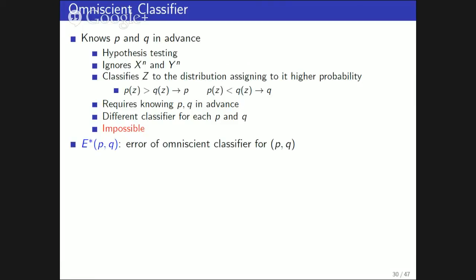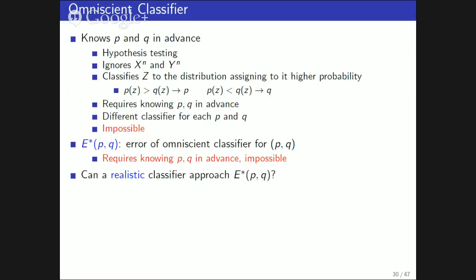So let E star PQ be the error of this omniscient classifier for P and Q. Again, remember that it requires knowing P and Q in advance, and therefore is impossible. But if you knew it, that would be the error. And the question is, can we design a classifier, just like for the case of compression? We want to design a compression scheme that will achieve the performance of a person who knew the distribution in advance, in other words, the entropy. So the question is, can a realistic classifier, namely one that does not know P and Q in advance, approach this E star, this best error?